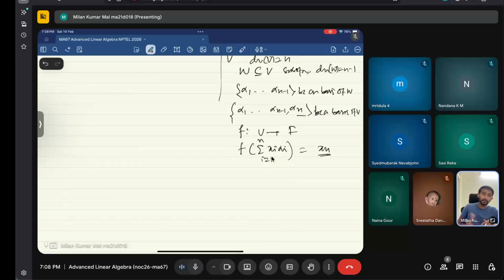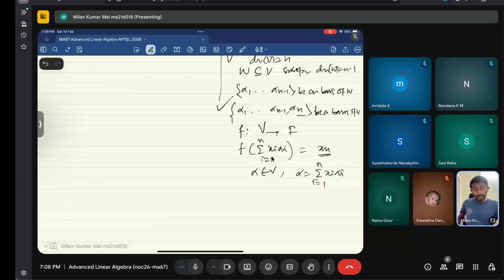That means f is mapping to the last coordinate of the coordinate vector. For every alpha belonging to V, alpha has a linear expansion. I am taking this to be the ordered basis, with i equal to 1 to n.